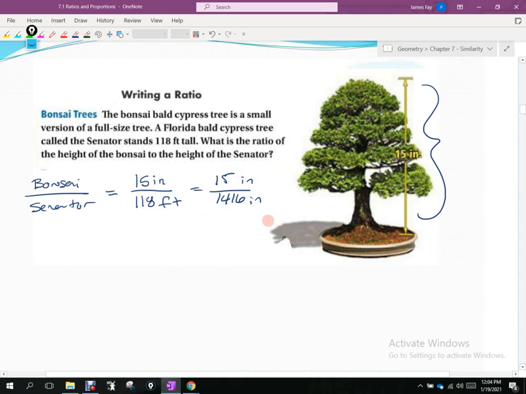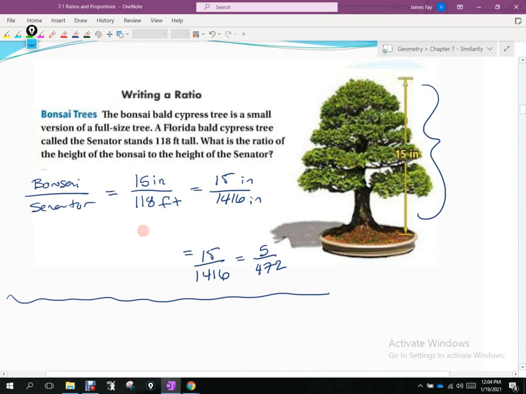So now, since the units are the same, we have 15 compared to 1416. They both divide by 3. So it gives me 5 over 472. Now, you could go the other route. That was changing everything to inches.